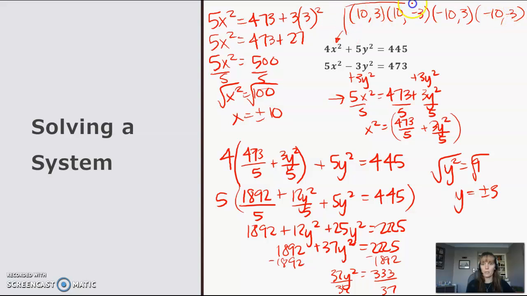I would encourage you when you finish one of these problems to check it in Desmos and see if you did it correctly. You should not rely heavily on Desmos, but that would be a way to check your work.